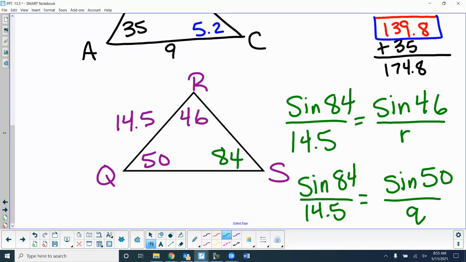For homework, I have a little worksheet for you. Just do numbers 4 to 13. I crossed out 1, 2, and 3.